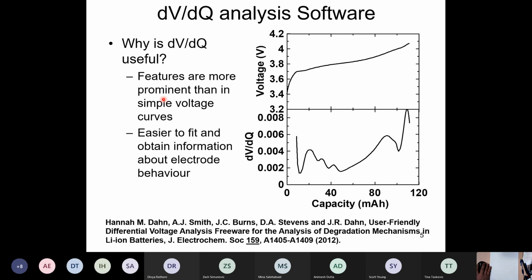Well, features are more prominent than in the simple voltage curves. If you look at this voltage curve, voltage versus capacity, you can see there's some features. But if you plot the rate of change of voltage with charge versus capacity, the features are much more easily observed. And it's much easier to fit and obtain information about electrode behavior if you try to fit dV/dQ.